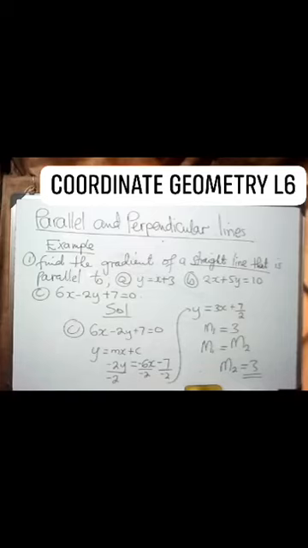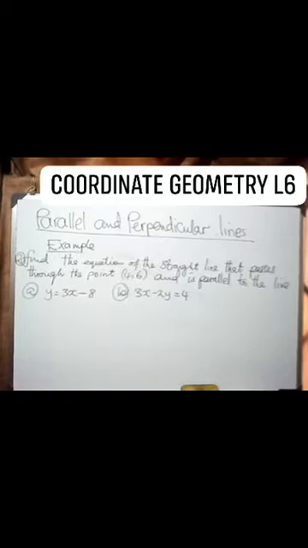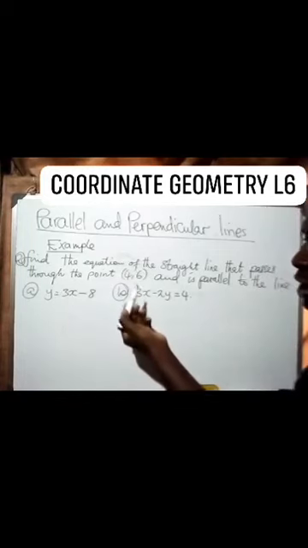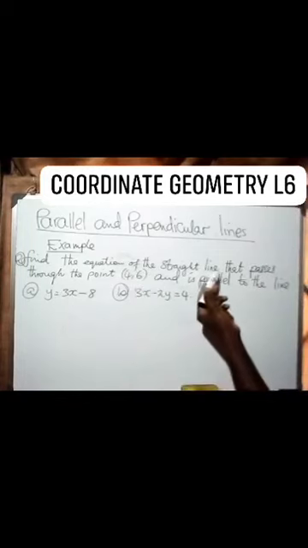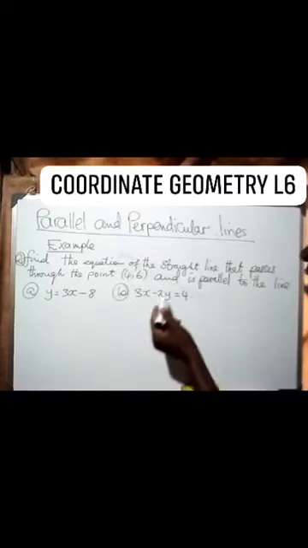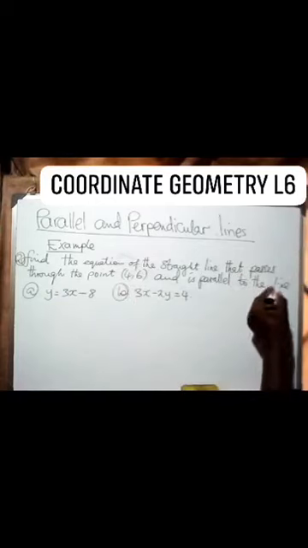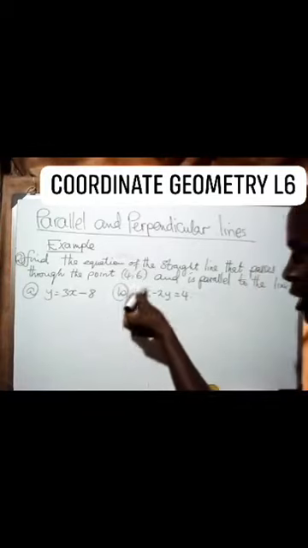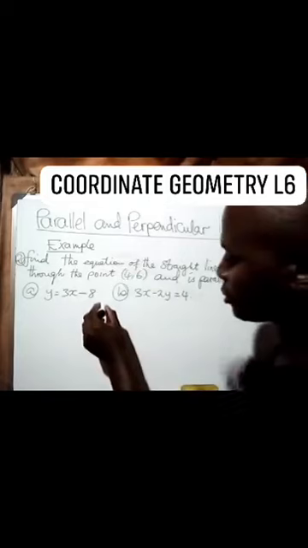Let us try another example that comes under parallel lines. Then later on, we go to perpendicular lines. Another question. Question number 2, or example number 2. Find the equation of the straight line that passes through the point (4, 6) and is parallel to the line A. This is the line B. This is the line. Solutions.